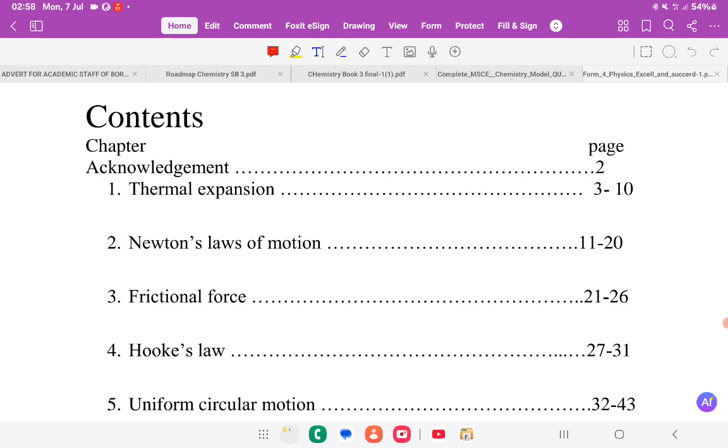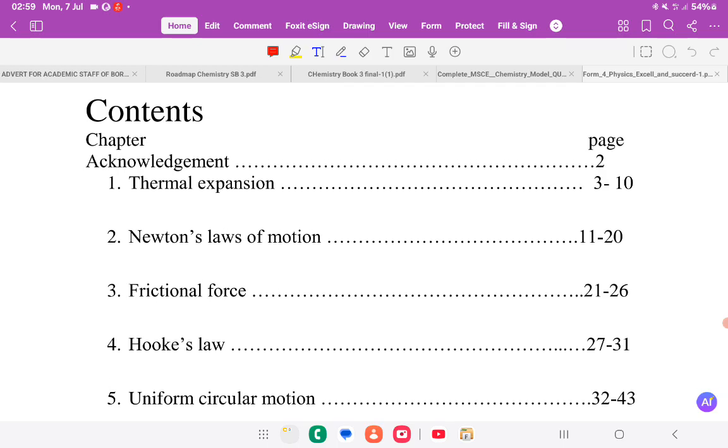Alright, for a number of weeks to come, we'll be looking at Form 4 Physics, MSCE Physics. Maybe before we start, let me take you through the topics that you are supposed to cover in Form 4 Physics.